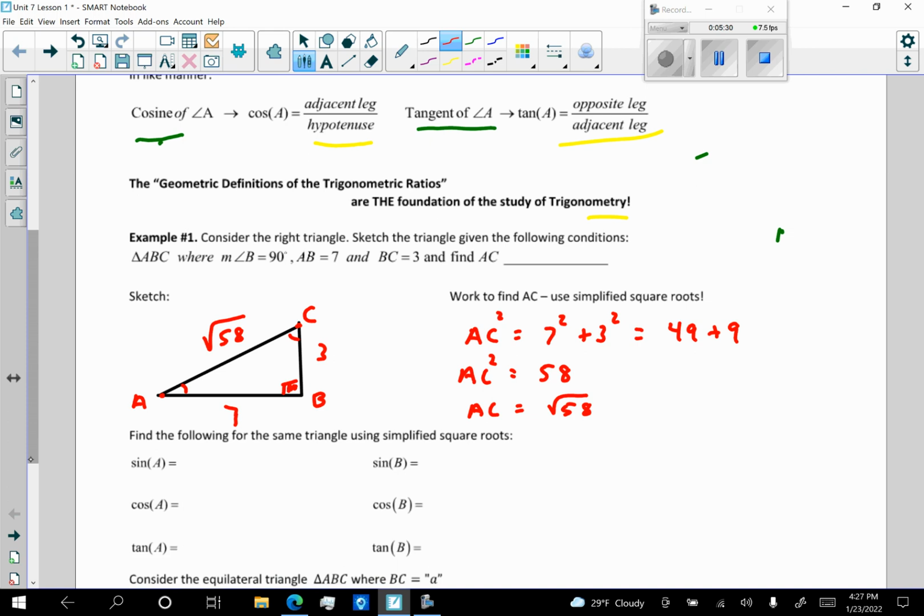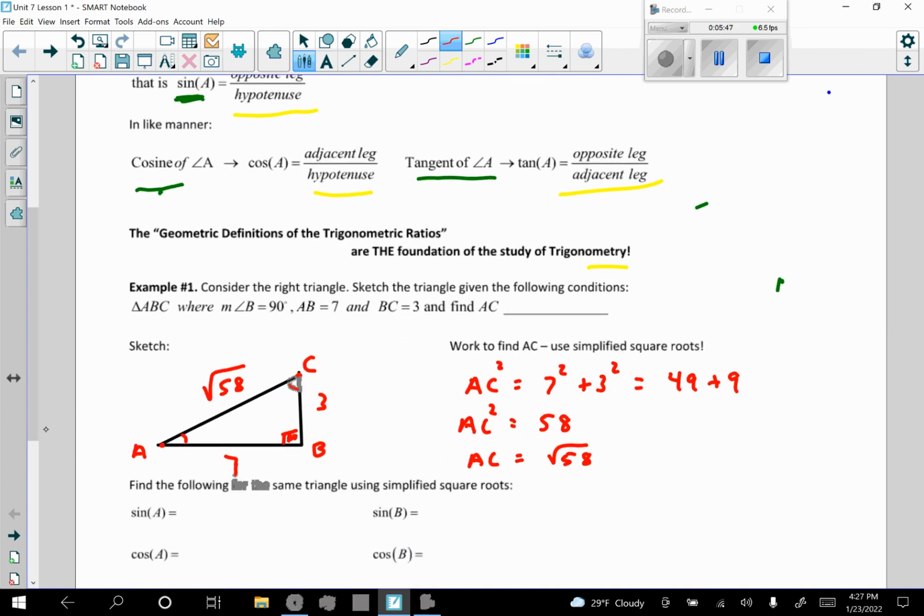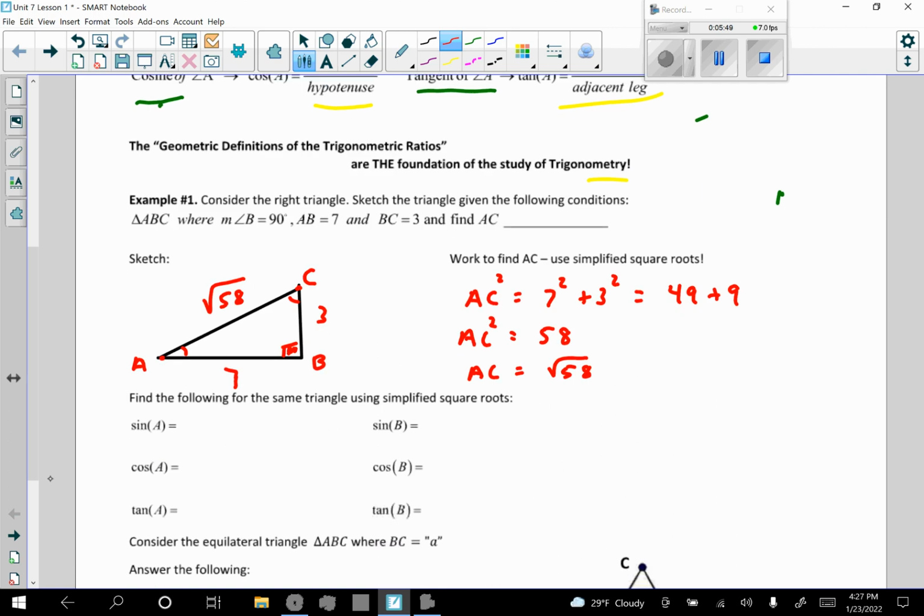Okay, so now I have my triangle labeled. For the following, find the following for the same triangle using simplified square roots. So I want the sine of A, and I might need to look up here and say, what is the sine? The sine of A is the opposite leg over the hypotenuse. Well, the opposite to A is going to be 3, and the hypotenuse is the square root of 58.